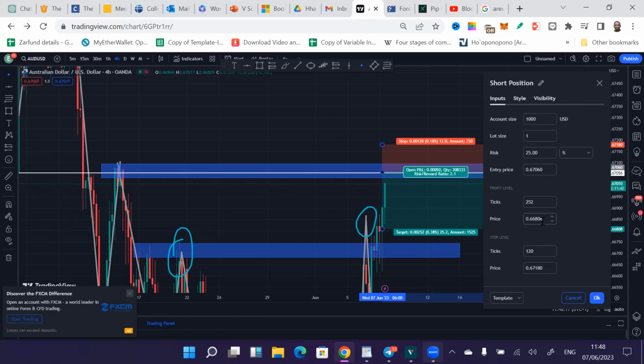AUD/USD sell limit. The price is 0.67060. We have a stop loss 0.67180, take profit 0.66808. So that is the analysis we did here now.